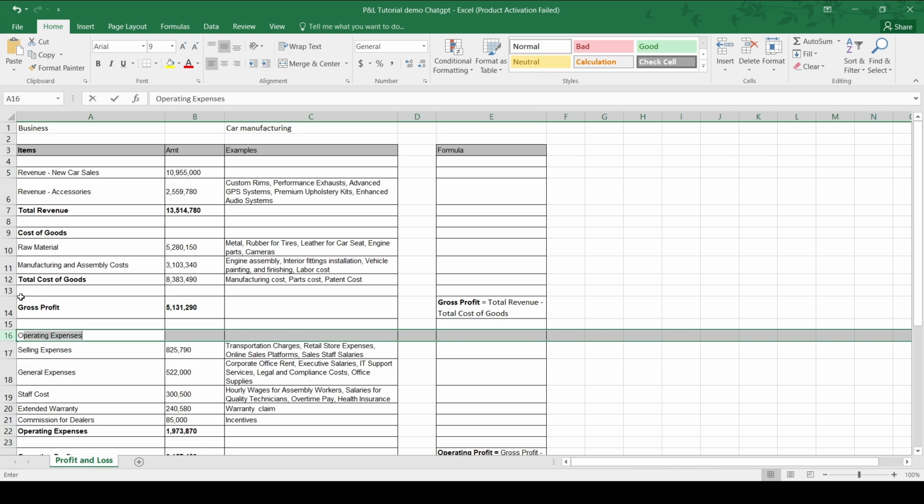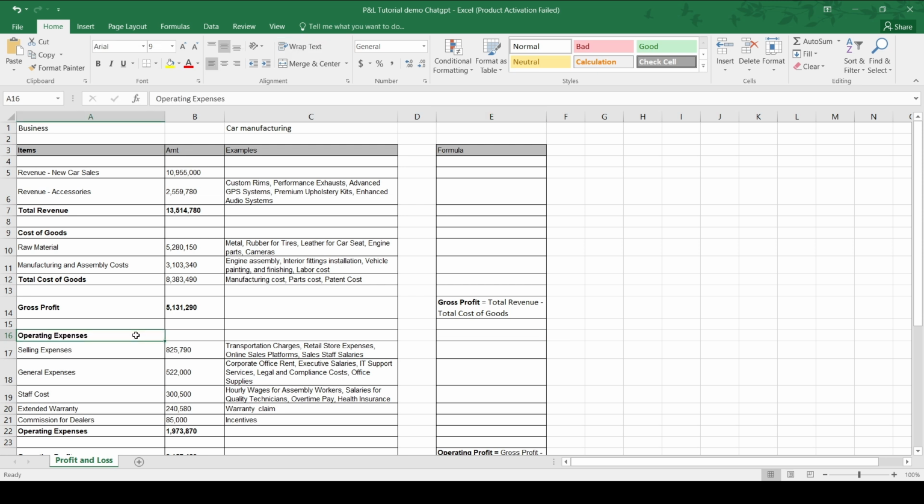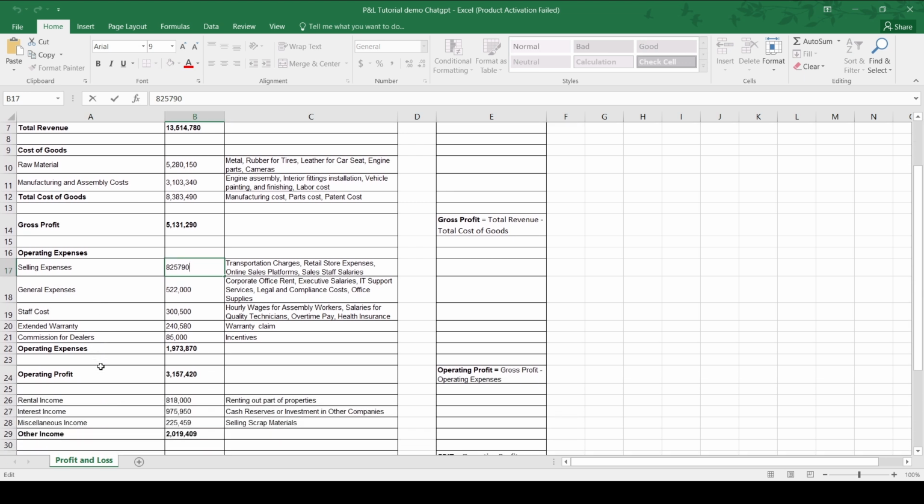Then we have operating expenses. Now let's move on to the operating expenses. These are the costs associated with running the business on a day-to-day basis. Here's a breakdown of the key operating expenses.